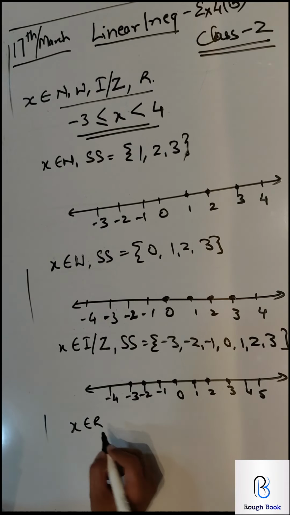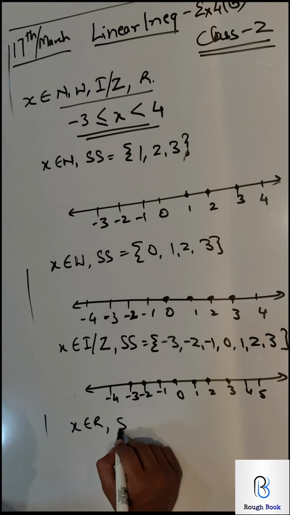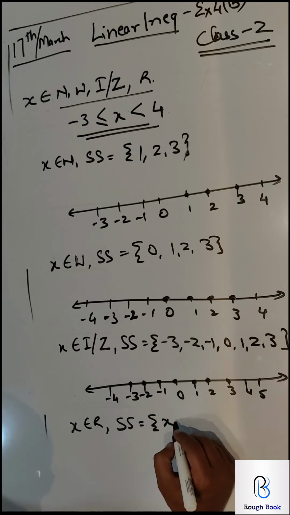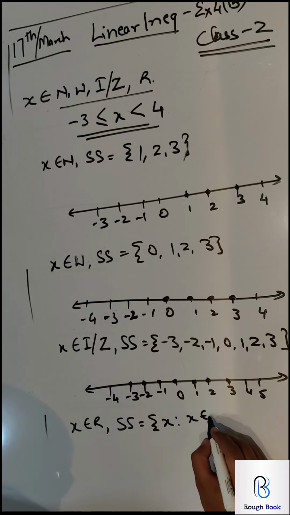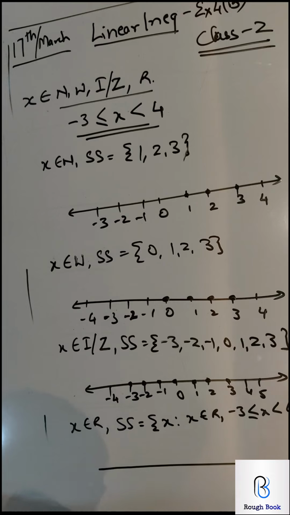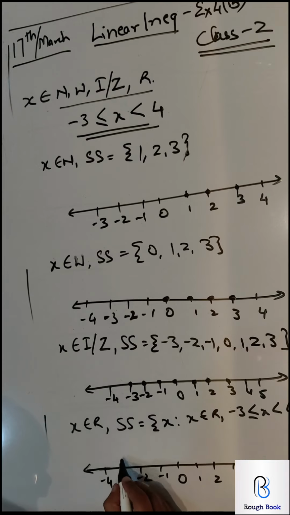The last one, if x belongs to R. Now as I taught you yesterday, the solution set is to be written in the rule form. So x where? x belongs to R and the range minus 3 less than or equal to x less than 4. That's what my solution set will be. And how will I draw the number line for the same? So 0, 1, 2, 3, 4, minus 1, minus 2, minus 3, minus 4. So here minus 3 is included and 4 is not included.